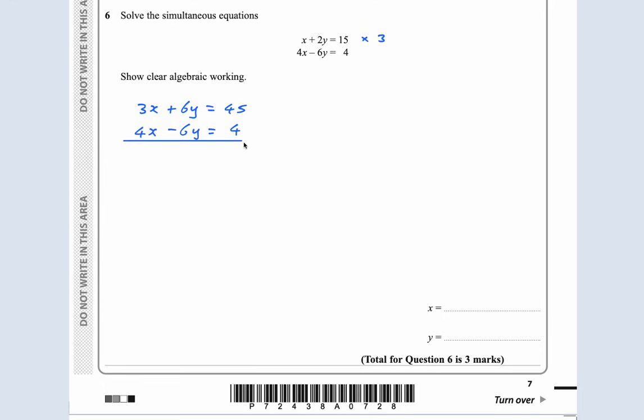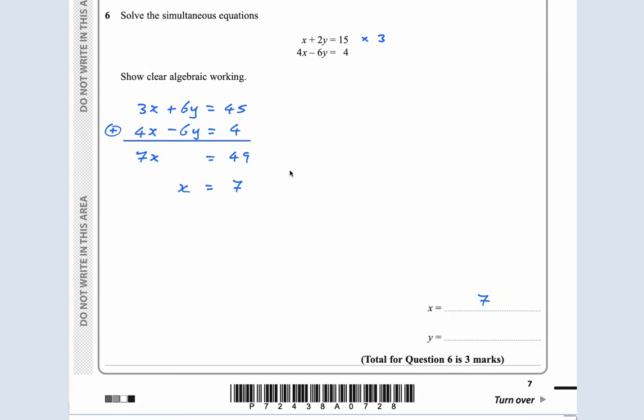Put a line underneath. The signs are different, so I just add. Let's add the two equations. 3x plus 4x is 7x. 6y plus minus 6y is 0. And this is equal to 49, giving me x. 49 divided by 7, which is 7. So here x is 7.